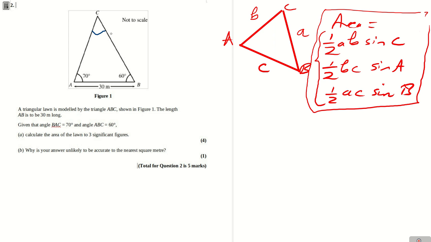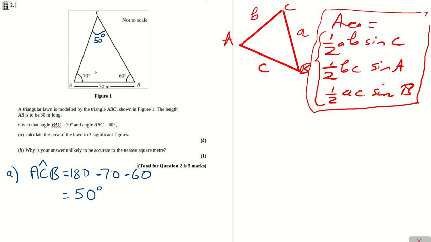Because you know that the angles in a triangle have got to add up to 180 degrees, that means the angle at C, angle ACB, has got to be equal to 180 minus 70 minus 60. If you work that out, that comes to 50. So the angle there at the top is 50 degrees.